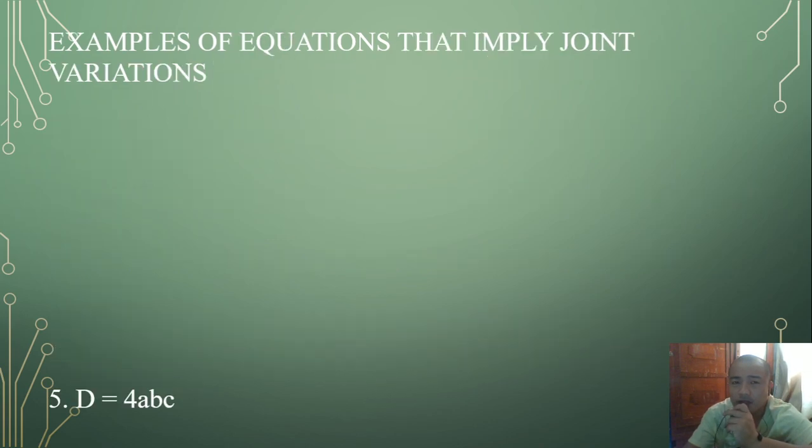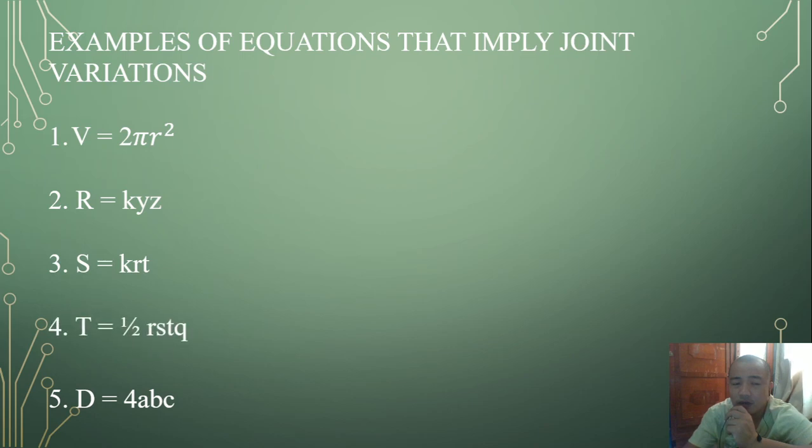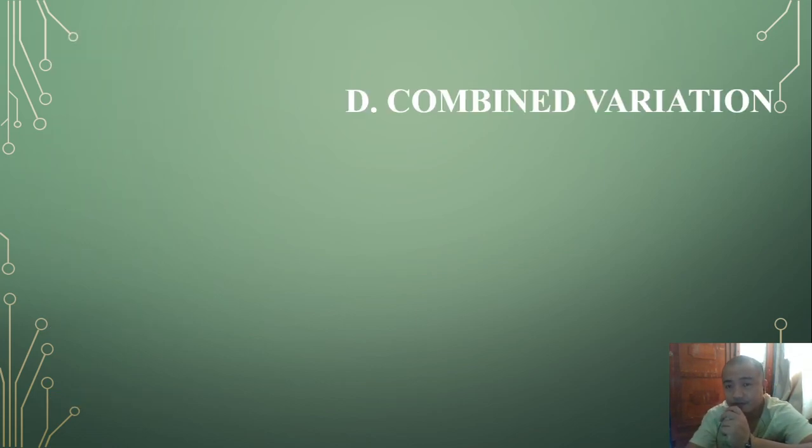Now, we have here some examples of equations that imply joint variation. V is equal to 2 pi r squared, volume. Another, R is equal to kyz. S equals krt. T equals 1 half rstq. And d is equal to 4abc. Right. So pag joint, it involves 2 or more variables.